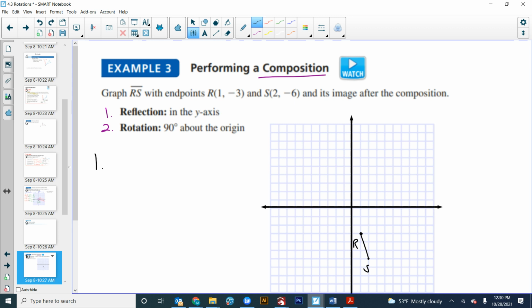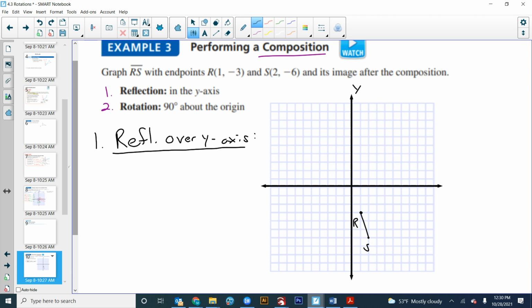So first, reflection over the y-axis. Here's the y-axis. What's R prime going to be? Well, R was 1, -3. Let's go with Silas.